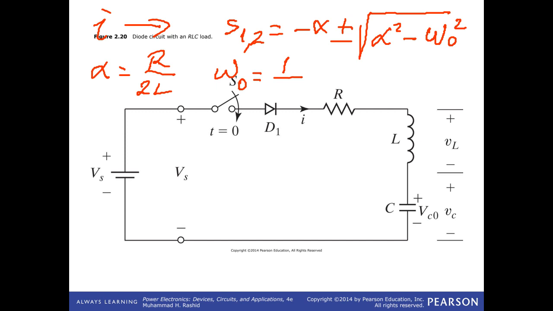So we are now evaluating the current roots. The current equation roots are saying that we might have the critically damped case, the overdamped case, and also the underdamped case as well.